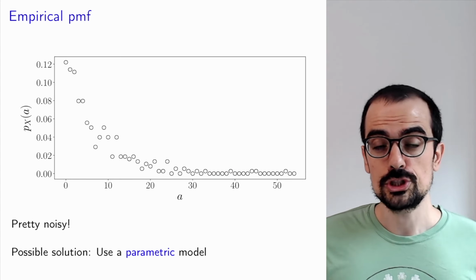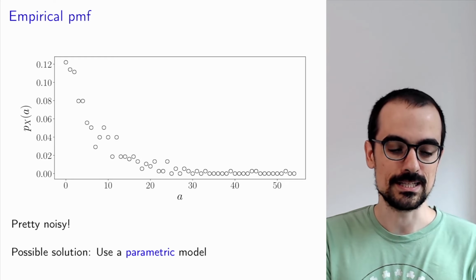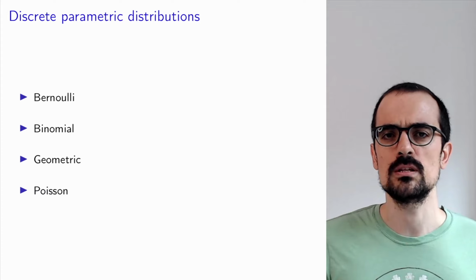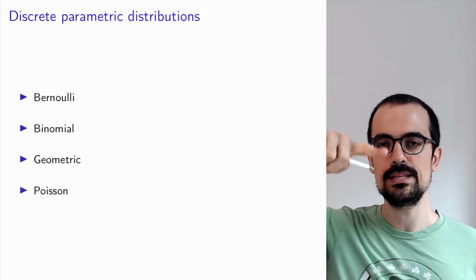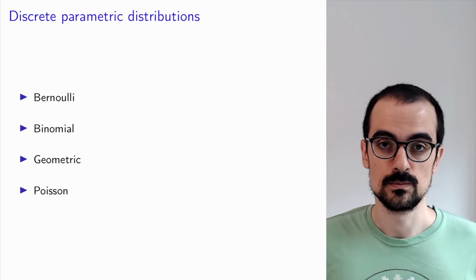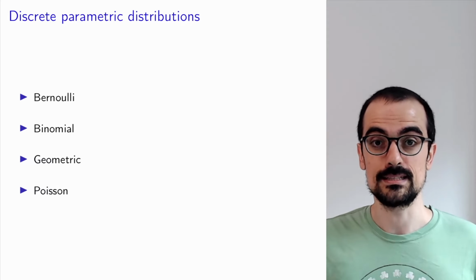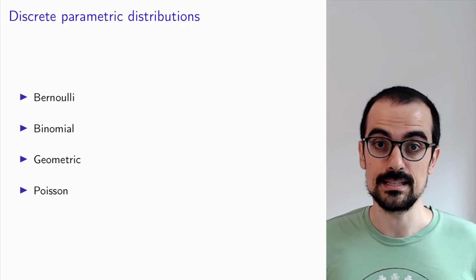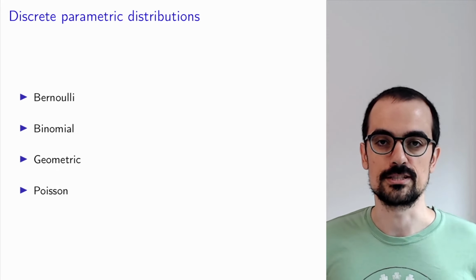A possible solution is to use a parametric model. So what is a parametric model? A parametric model is based on a parametric distribution, which is a PMF with a predefined shape that depends on a very small number of parameters. So typically they're easy to fit, they're easy to adapt to the data, even if we have very little data, because we only have to estimate a small number of parameters. We're going to see what I mean in just a moment.